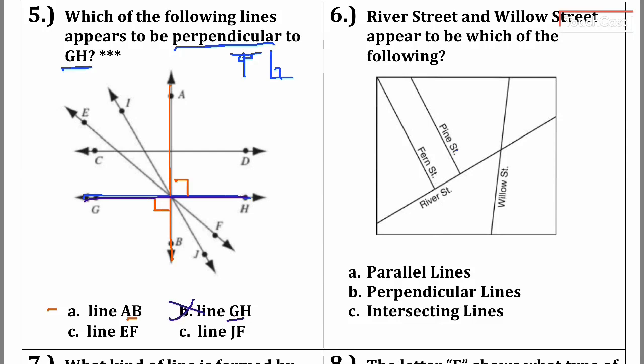Okay. C, EF. Looking at these 2 lines, they kind of form an X, so that doesn't really work. That's intersecting. And then we have JF. Where's JF? I don't see it. Where's J? Oh, there's J. What? That's not even a line, guys. That's just crossing 2 points. Okay, that's definitely wrong. And it's not even D. Okay, so your answer was AB.